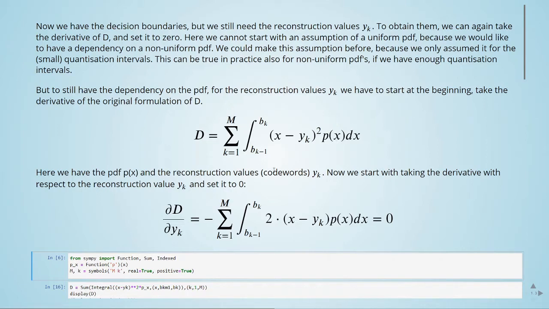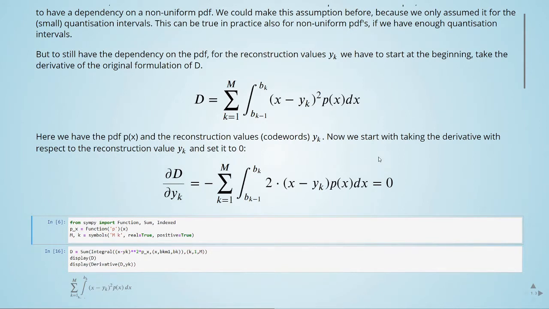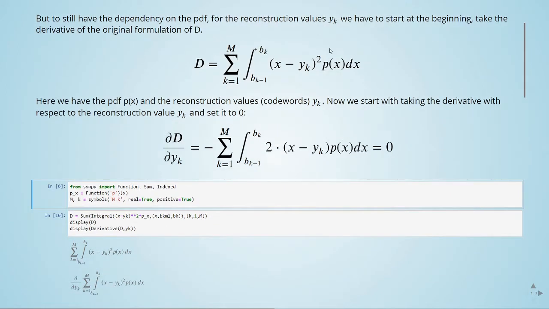this equation here, the original formulation of d, and we will have the PDF p of x and the reconstruction values, or the code words, y of k. And we'll take the derivative of this with respect to y of k and set it to 0. So this is what we are doing here. From here we go to here. We take the derivative with respect to y of k and set it to 0.